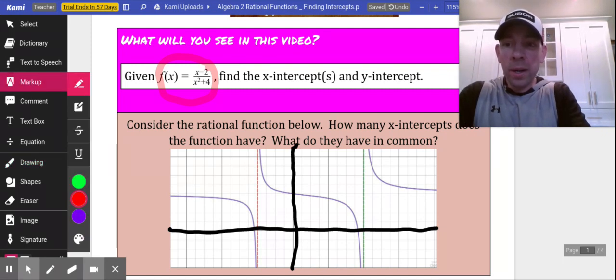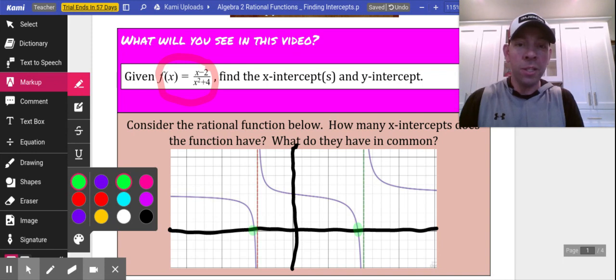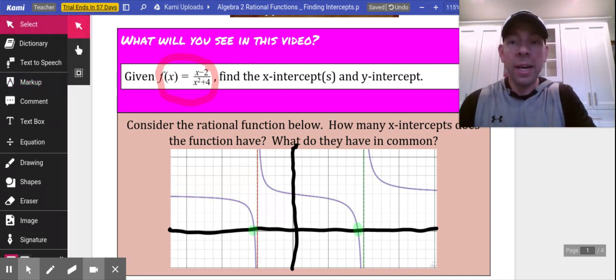How many x-intercepts does this function have? Well, there's going to be one right here at that x value and one right here at this x value, and those appear to be the only two. Now, what do they have in common? Without knowing the exact ordered pair of those x-intercepts, what they have in common is they both have a y-coordinate of 0. So I want you to tuck that in your back pocket and keep that there.